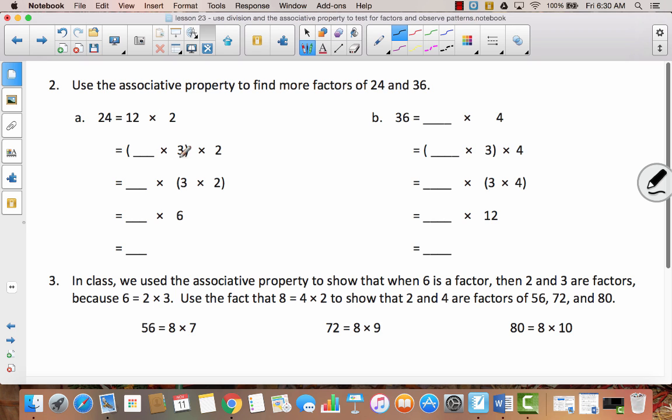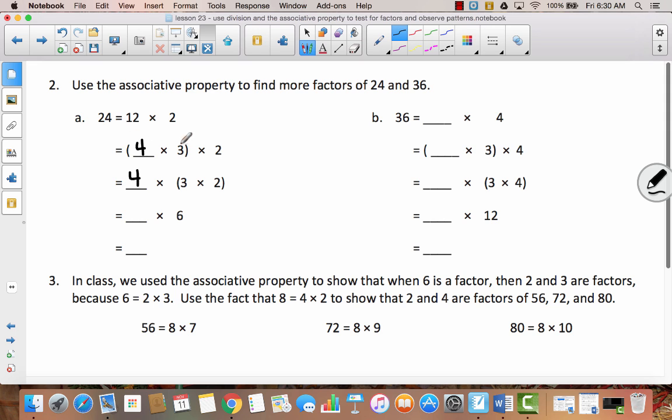So what times 3 equals 12? Well, hopefully you said 4. So they're saying, well, it doesn't matter if I do 4 times 3 first, which gives me 12, or instead of doing 4 times 3 first, let's move the parentheses and do 3 times 2 first. So this is still 4.